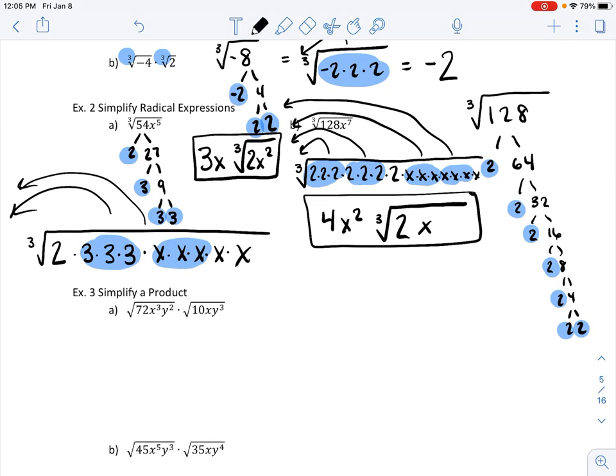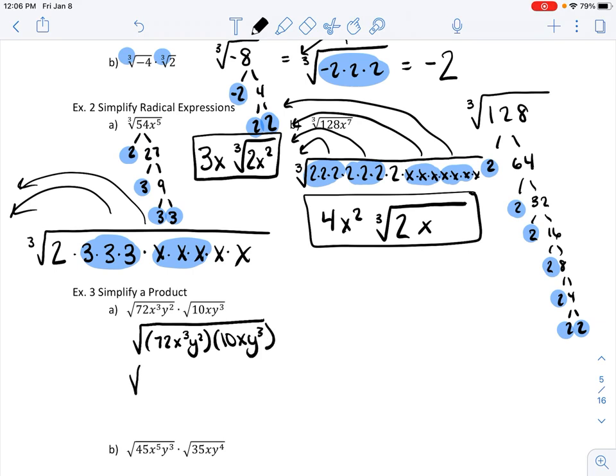Now to simplify a product, you just multiply as long as these indexes are the same, you multiply what is under. So I'm going to show out a couple extra steps. You could do some of these in your head. I have 72x cubed y squared times 10x y cubed. I just multiply my numbers, so I get 720. And when you multiply variables with exponents, you actually just add the exponents. So I get x to the 4th, y to the 5th.